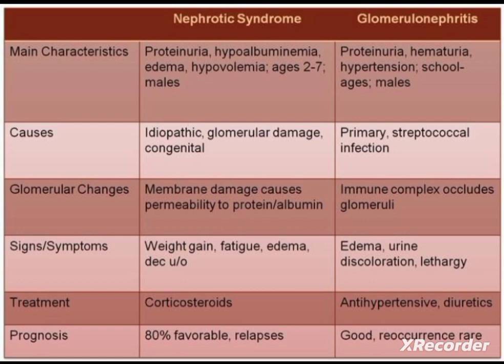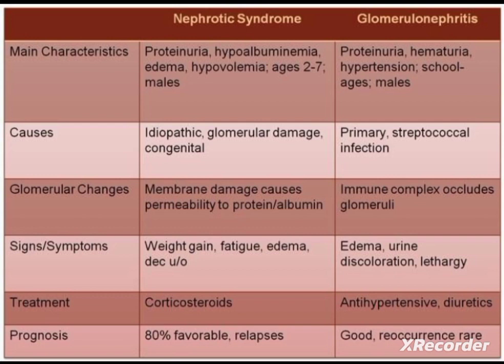But in glomerulonephritis, there will be proteinuria, same as nephrotic syndrome. But here hematuria is a feature. Hematuria means there will be blood in the urine. So when we observe glomerulonephritis urine, it will be reddish brown in nature due to the presence of RBCs. That's why the color is red. Then sometimes it will be foamy in nature. So that is one feature of glomerulonephritis.